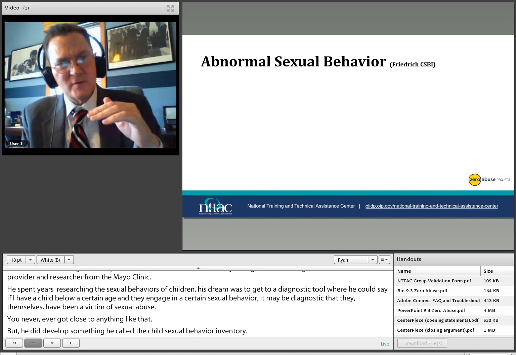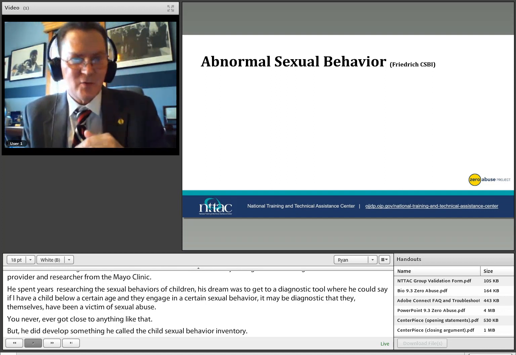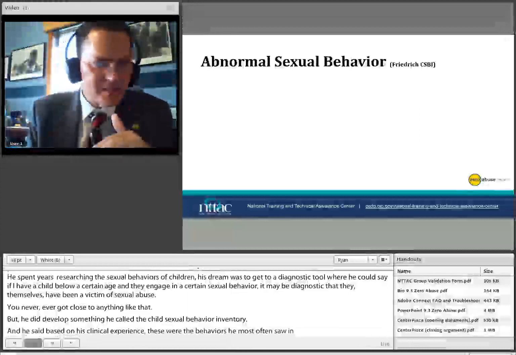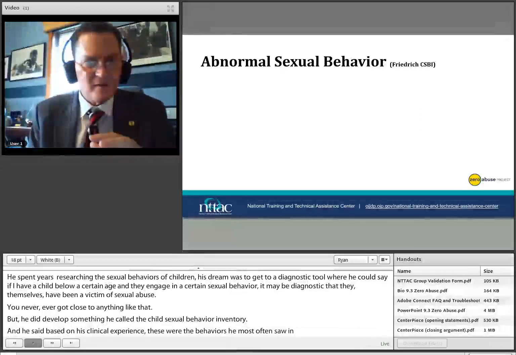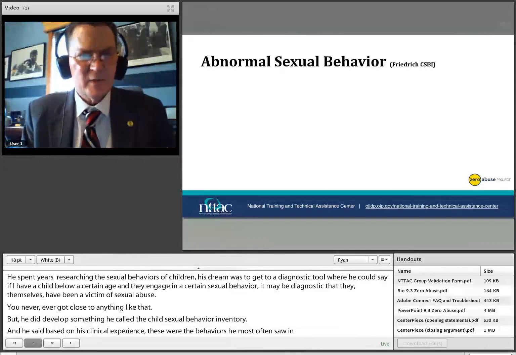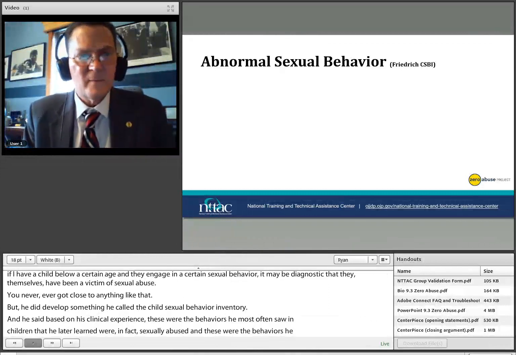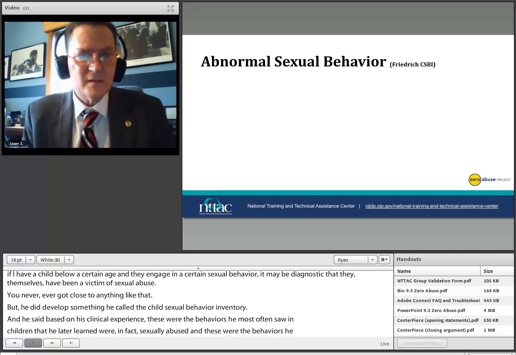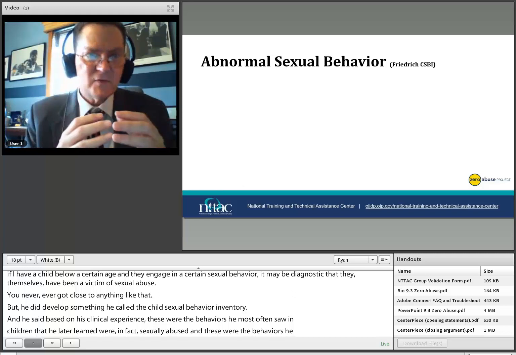But he did develop something he called the Child Sexual Behavior Inventory. And he said based on his research and his clinical experience, these were the behaviors he most often saw in children that he later learned were in fact sexually abused, and these were the behaviors he least often saw in children he concluded had not been sexually abused.